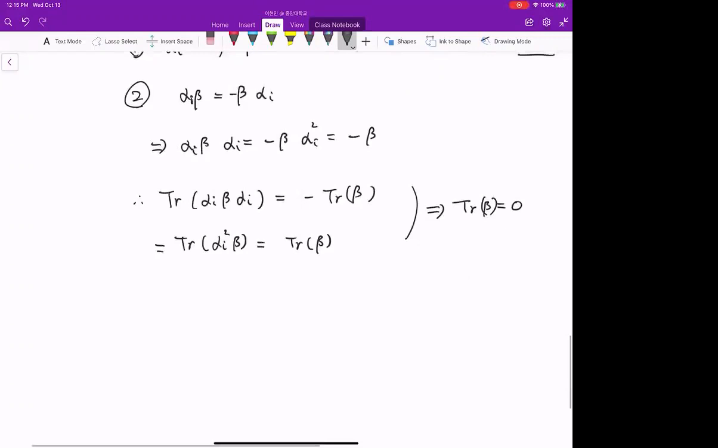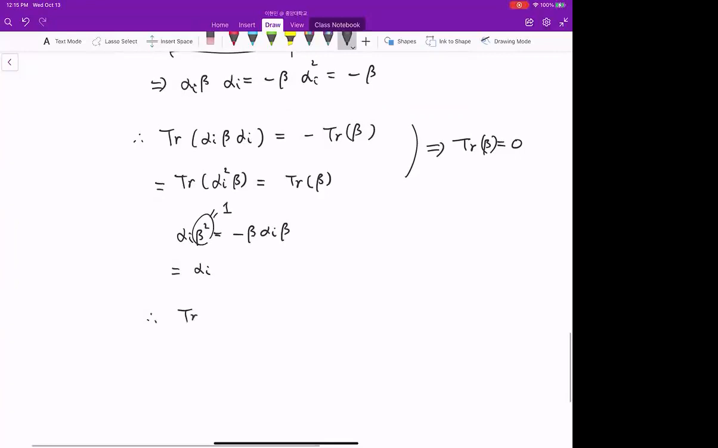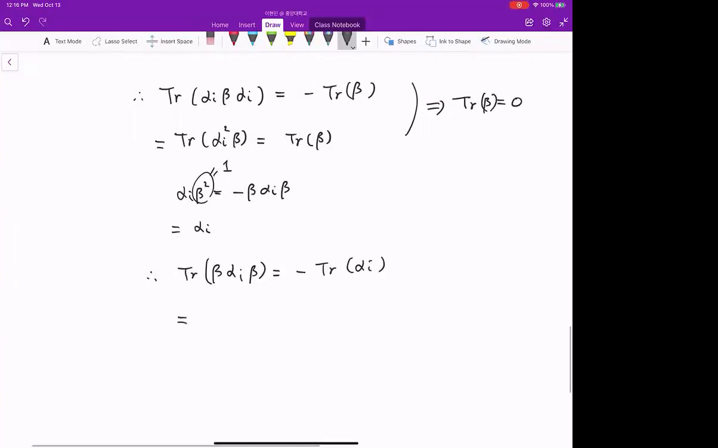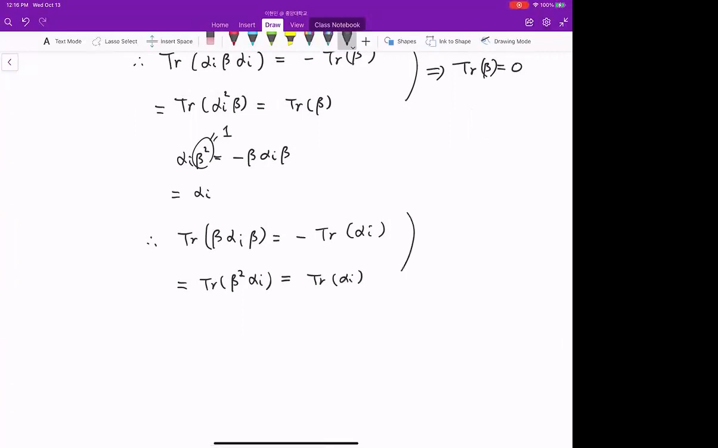Similarly, if you take the same equation and multiply by beta on the right-hand side, the left-hand side is alpha I because beta squared equals the identity. So you can again take the trace of alpha I beta, which is minus the trace of alpha I. The left-hand side you can again use the trace property to get trace of alpha I. So in conclusion, the trace of alpha I is equal to zero.